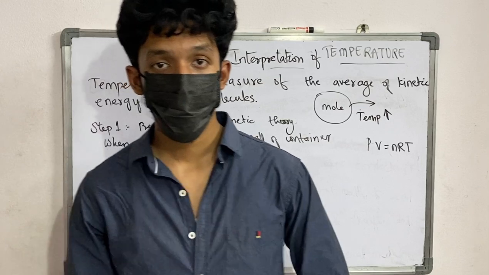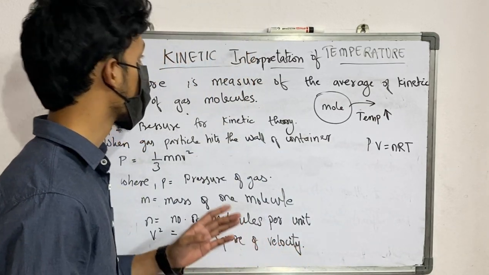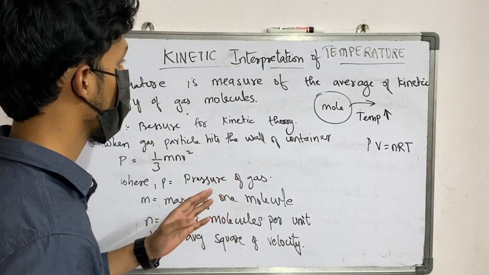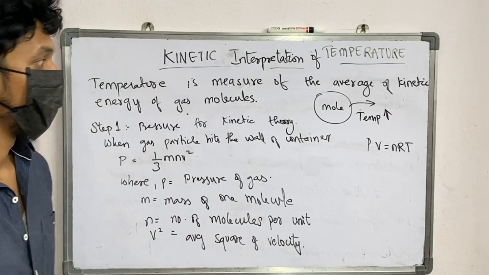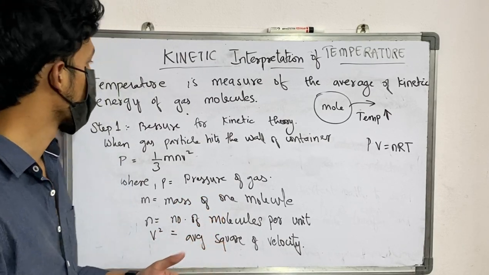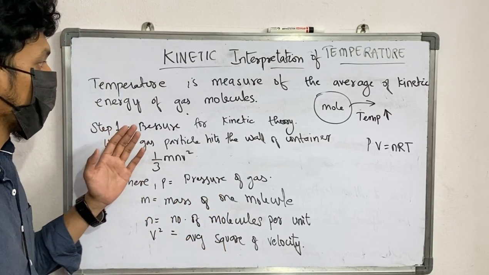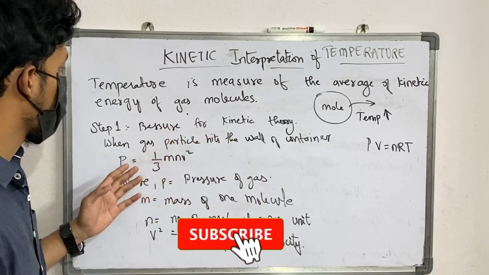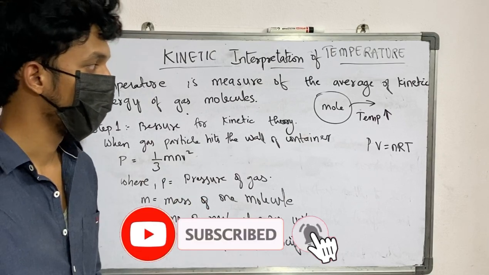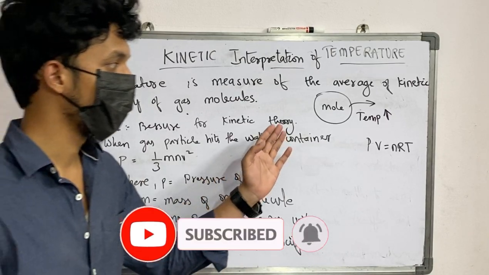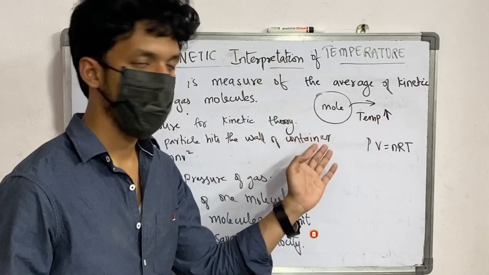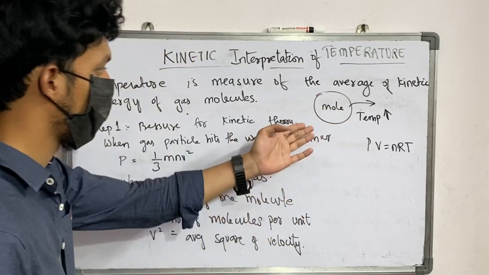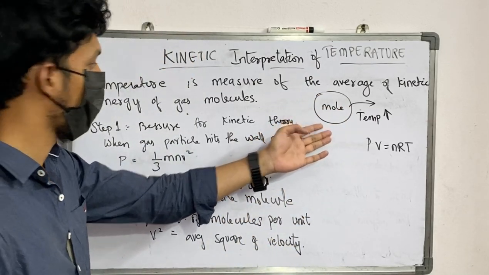Hi guys, welcome back. In this video, we are going to start with the kinetic interpretation of temperature. Basically, this is a topic of physics. So, temperature is a measure of the average kinetic energy of gas molecules. Basically, when the molecules of the gas move faster, the temperature also rises. This is how I have shown in the form of a diagram.